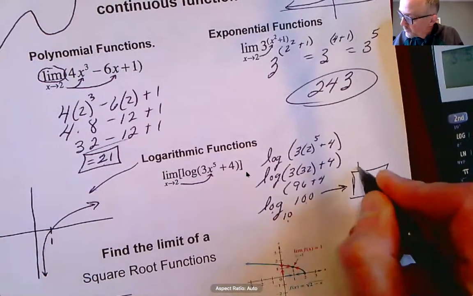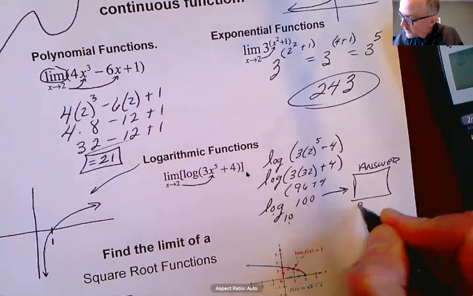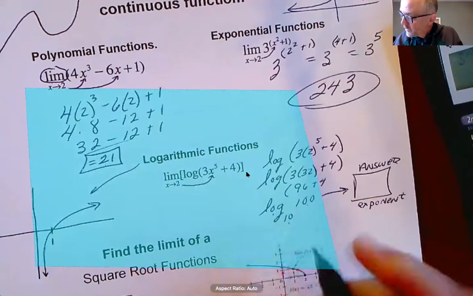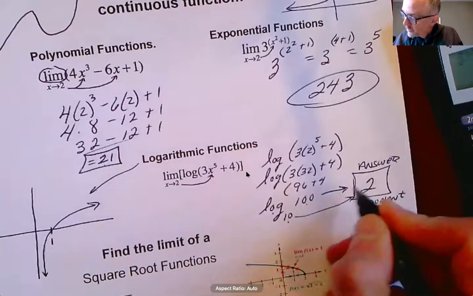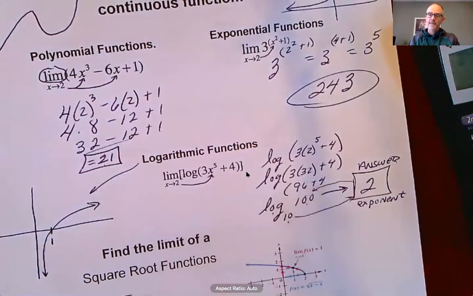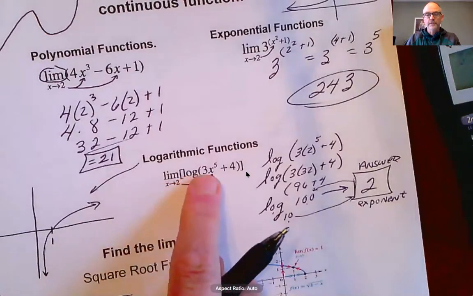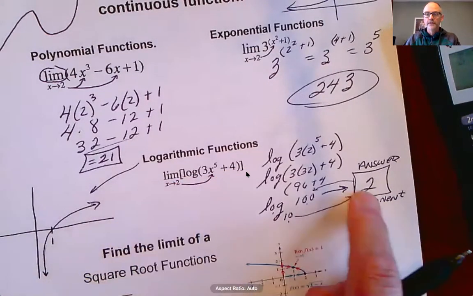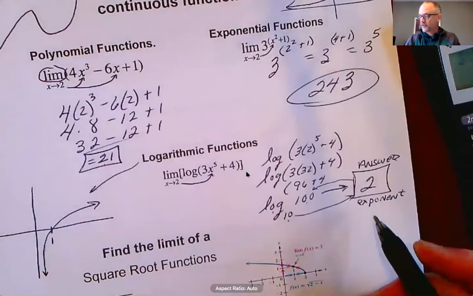The answer is simply, if you don't remember, it's an exponent. So 10 to what power? 10 squared is 100. So the limit of log of 3x to the fifth plus 4 as x approaches 2 would be 2. If you looked at the graph, you would see it approaches 2.